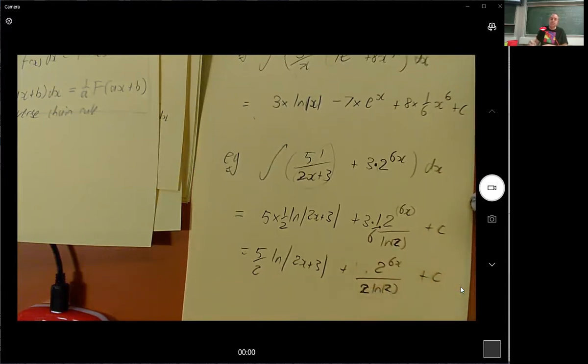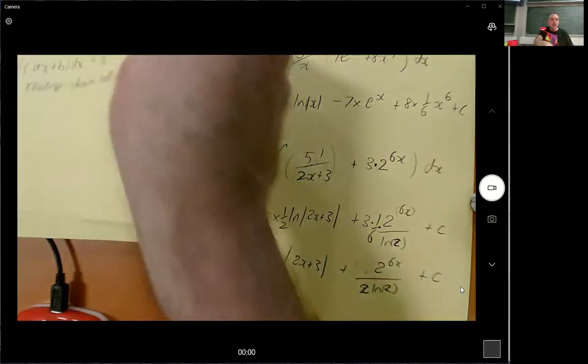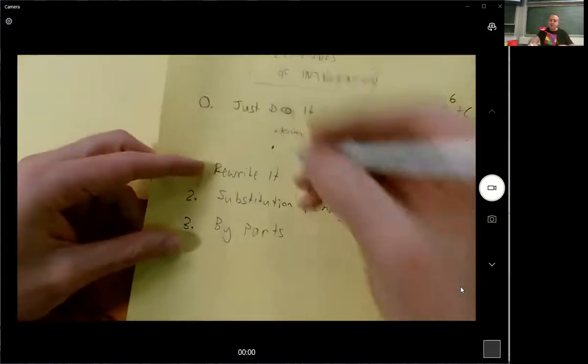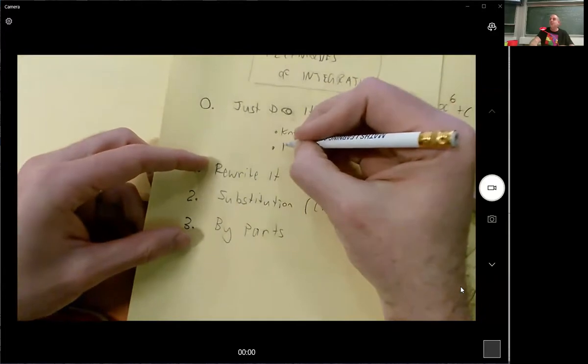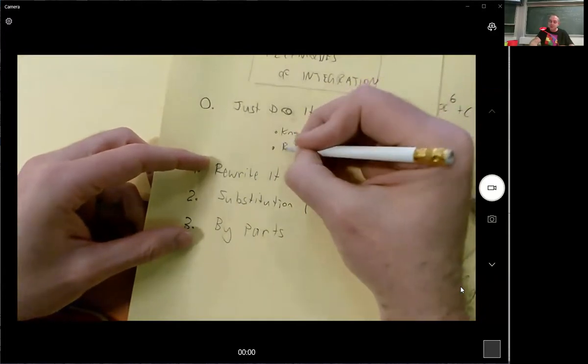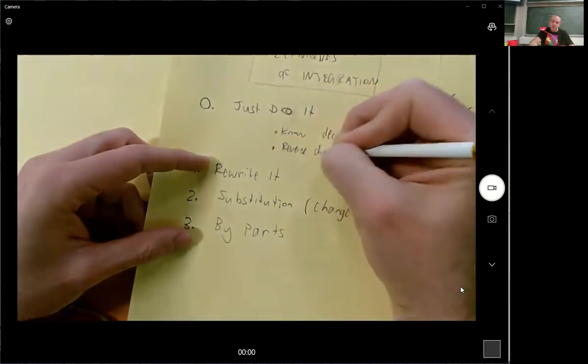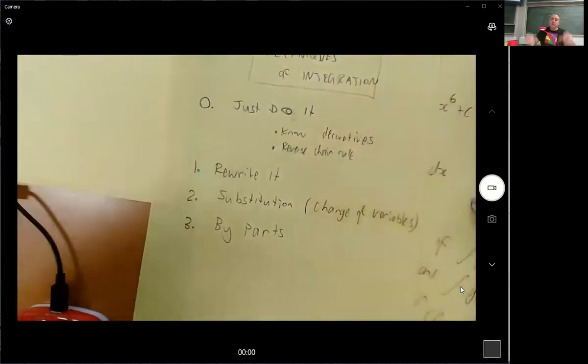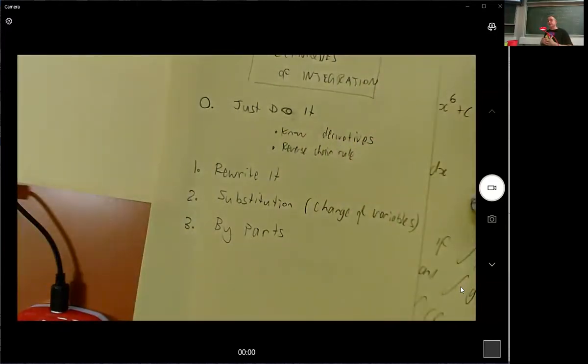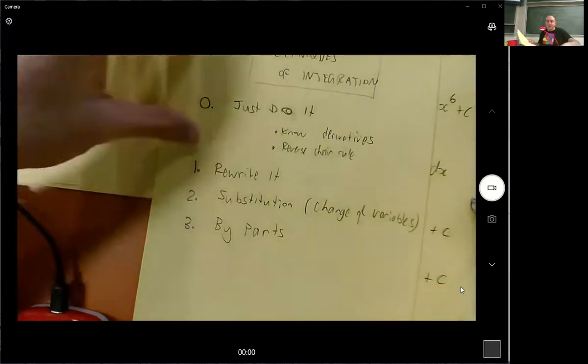All right. That's the just do it category. So going back to my original list here, know your derivatives, and the reverse chain rule is the thing. They're both in the just do it. Well, technically there's the addition and multiplication, but nobody really seems to worry about that. You just do it. And so, yeah.